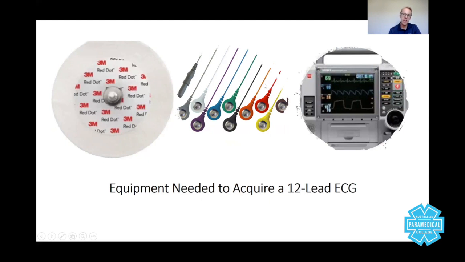Now, these leads are different colors for a reason. However, just be mindful that different manufacturers do create different colors. So where possible, always go with the lettering that's on the ECG lead. So if, for example, it says LL, it means left limb, left leg.